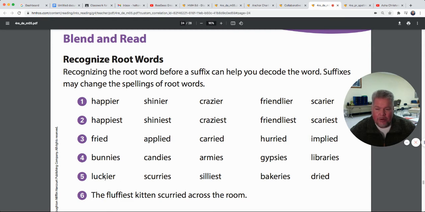Luckier, root word lucky. Scurries, root word scurry. Silliest, root word silly. Bakeries, root word would have been bakery. And dried, the root word would have been dry. And then we've got some words in here, fluffiest and scurried. The fluffiest kitten scurried across the room. Scurried means crawl around, move around across the room.